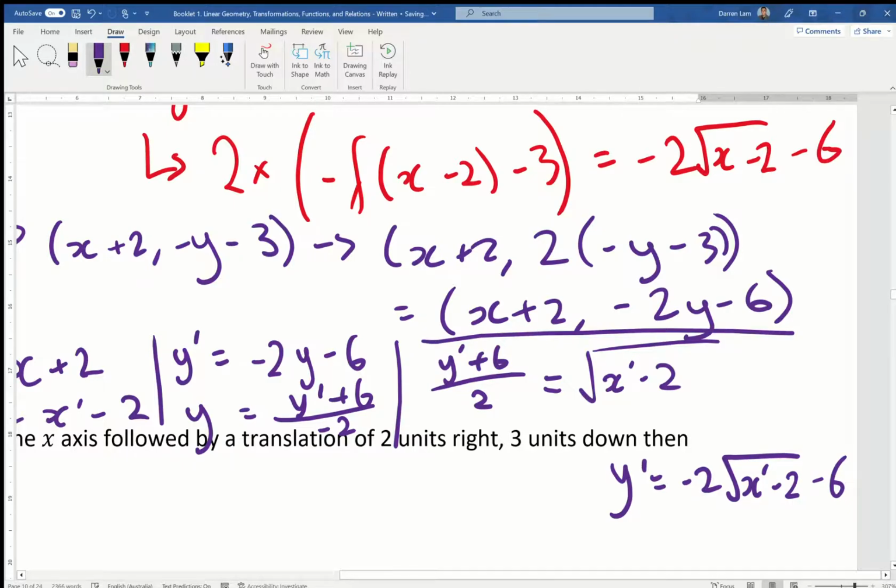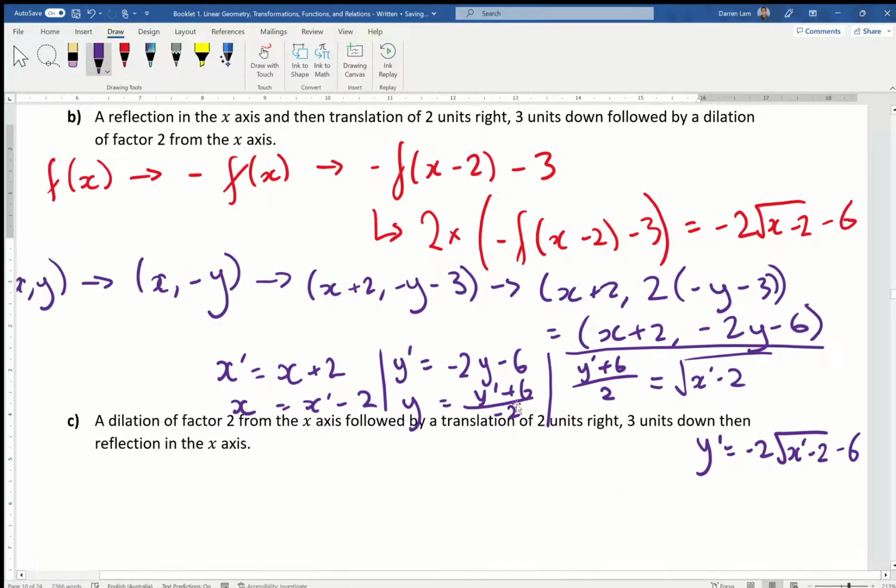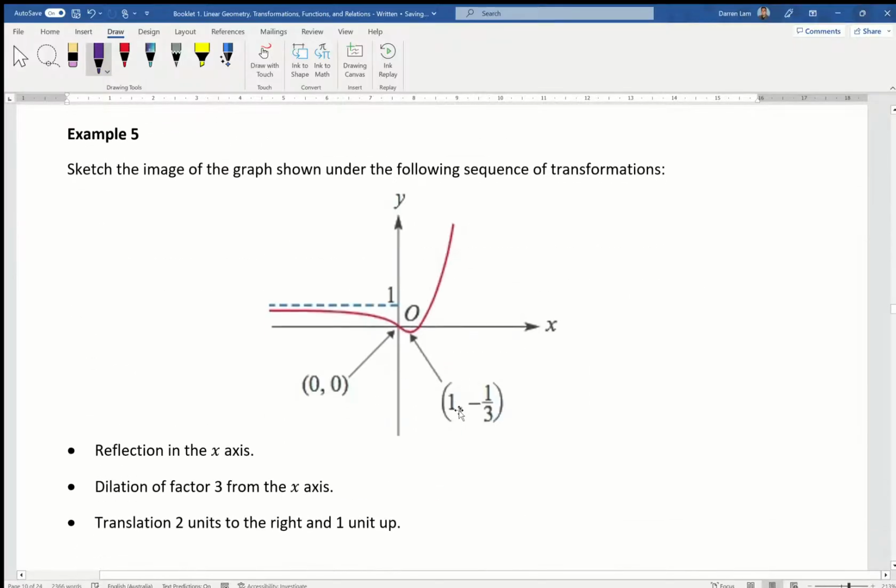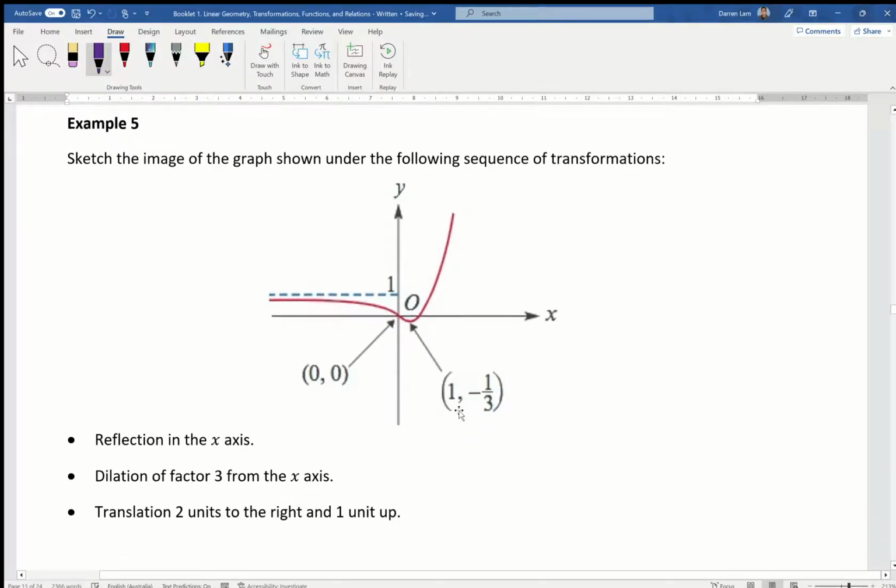When it gets more complicated, sometimes coordinate mapping seems a bit easier. You're welcome to do that. We're going to jump to question 5. If you'd like to complete questions C and D in your own time, you're welcome to do so.